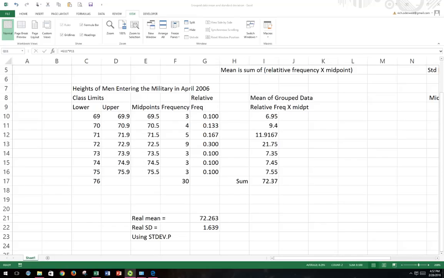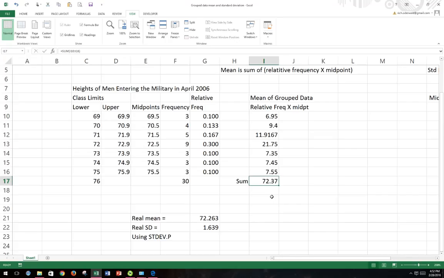To calculate the average, the mean, we take each of the class midpoints for this data and multiply that times the relative frequency of each class. At the bottom, sum them up, and the average is 72.37.